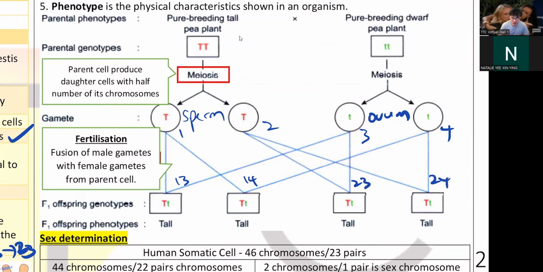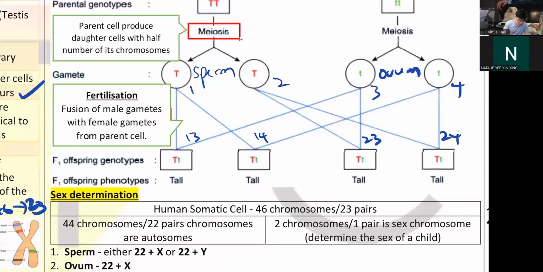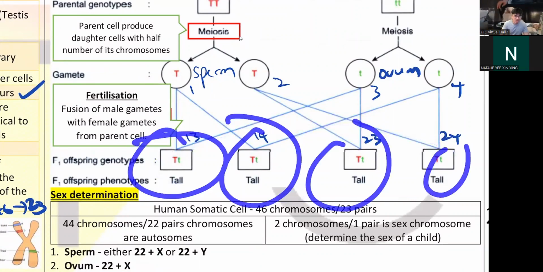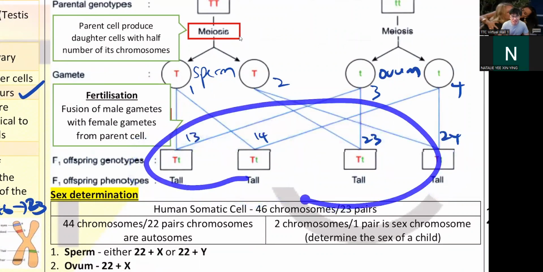Why do we cross it this way? Because these are the possibilities of the children you will get. When I cross it this way, it doesn't mean my first child will be like this, second child will be like this, third child, fourth child. No, this is just a possibility.